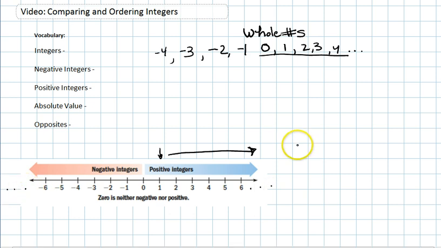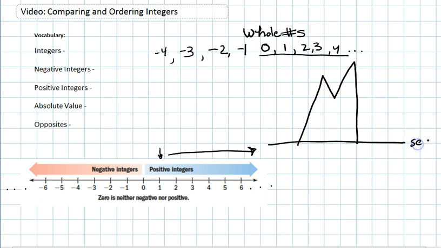Now let's think about this using a real life example. So let's say I have a mountain, and then I have the sea. If I wanted to climb the mountain, I might measure the miles using positive integers. It's kind of like my number line on its side. So let's say this is 5 miles, 10 miles, and so on. When I get to sea level, we're at 0.